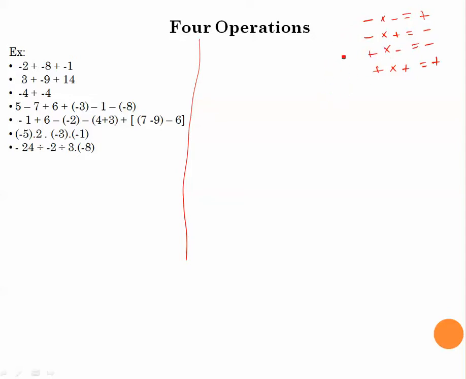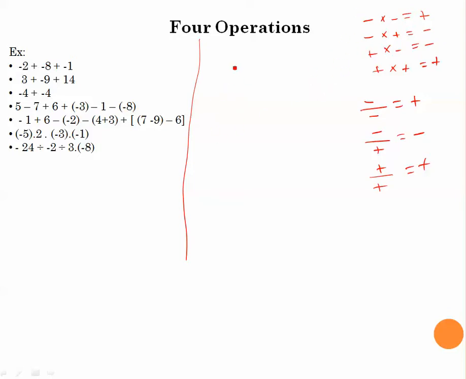The same goes for division: negative dividing by negative gives you positive. Negative dividing by positive would give you negative, and positive dividing by positive would give you positive. Simply, if the signs are different, the negative always wins. Just remember this way: if they are different, the negative sign will win always.